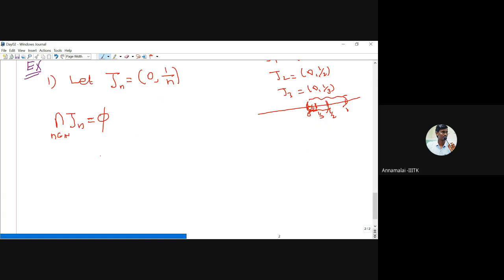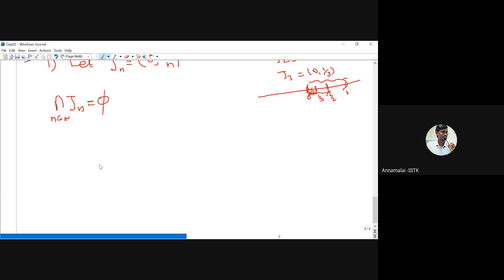Why? Suppose the intersection is non-empty, we get a contradiction. Suppose the intersection of Jn is non-empty. Non-empty means there is a common element to all the intervals. That is, there exists an element x in the intersection of Jn, n in N. X is in the intersection means x belongs to all the Jn's. This implies that x belongs to Jn for all n in N.